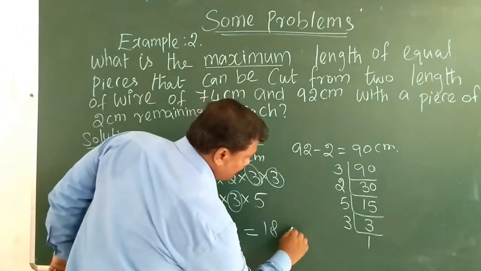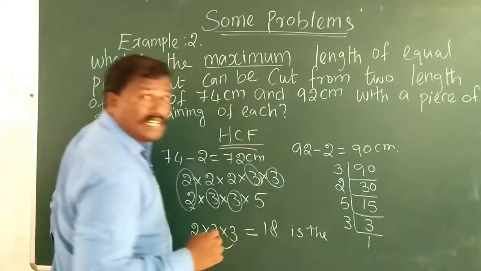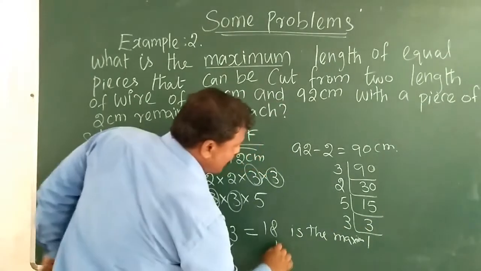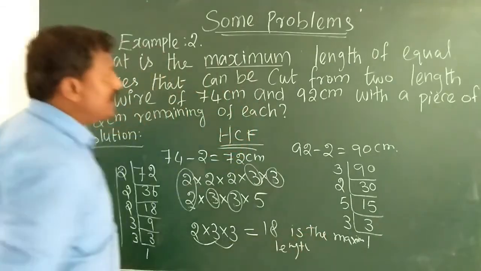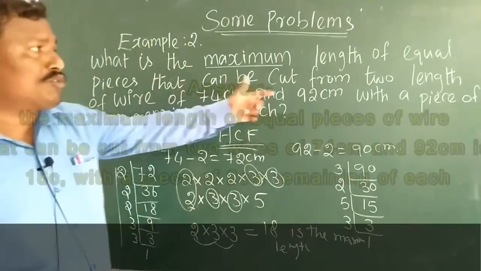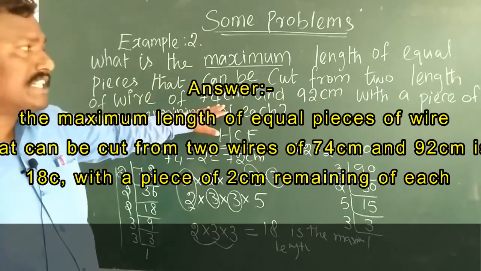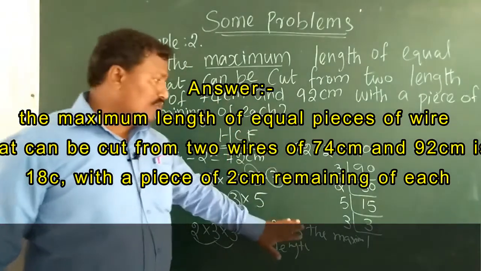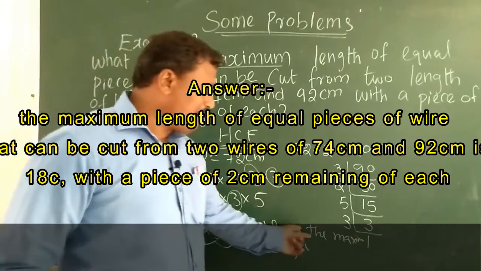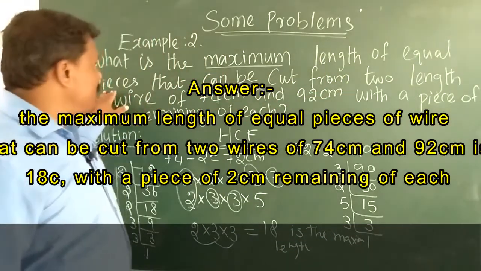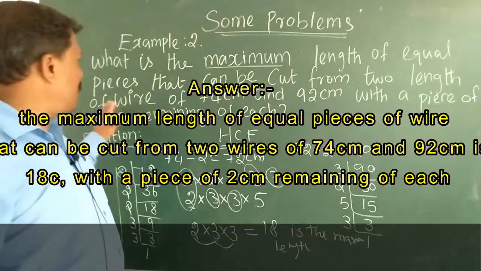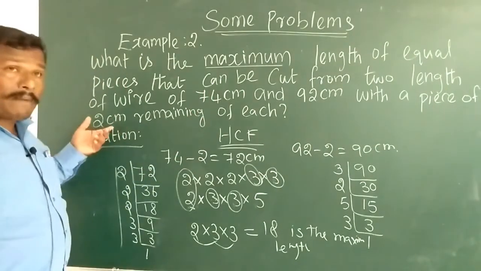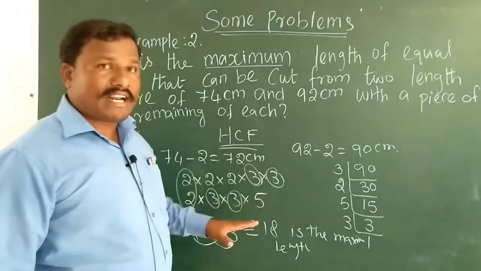We can write the answer like this: 18 is the maximum length of equal pieces that can be cut from two lengths of wire of 74 cm and 92 cm with a piece of 2 cm remaining of each. So you have to write the answer like this. This is the way you can write the answer. Okay.